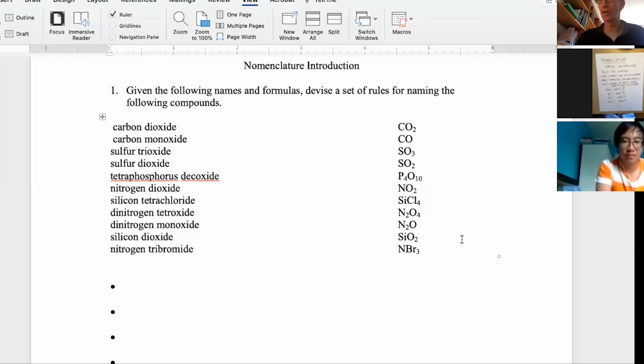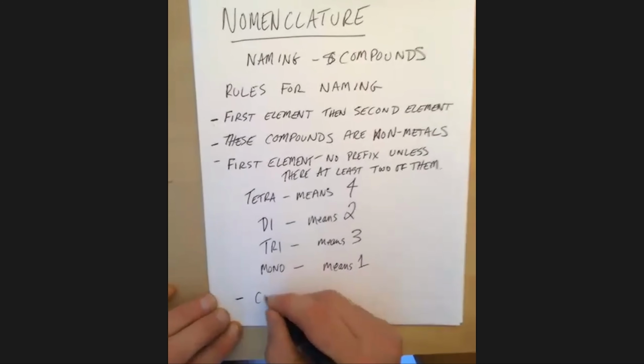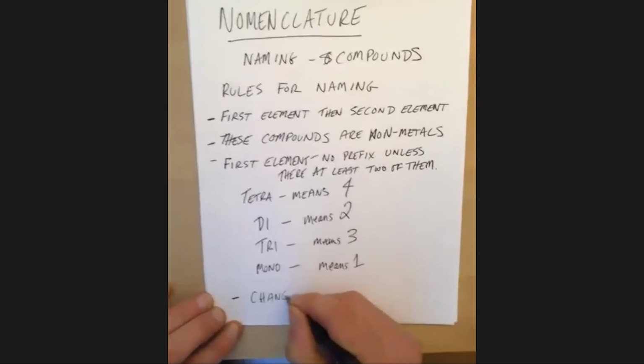So those are some rules that we can get out of this. Oh, another rule. The second element, we change the ending, don't we? We don't write oxygen. Most of these end in oxygen. We change the ending to oxide.